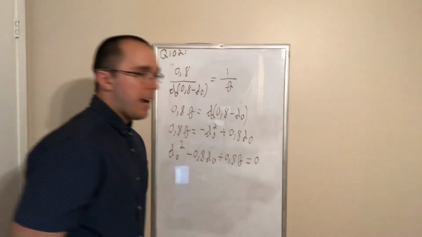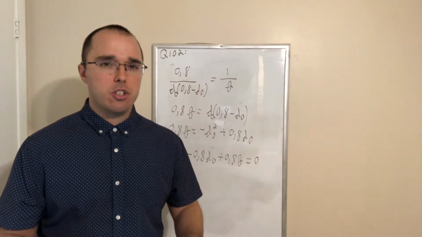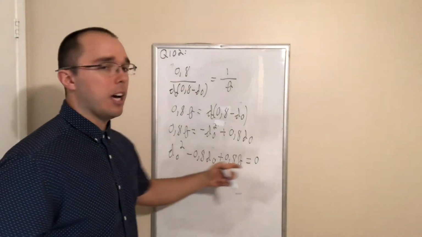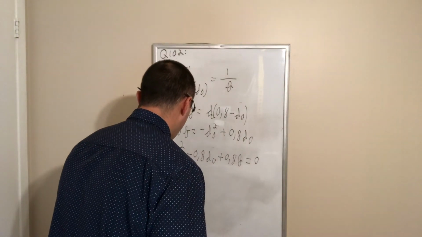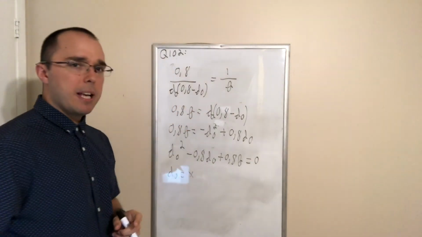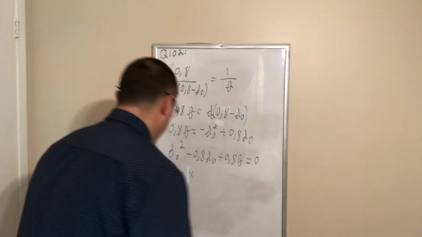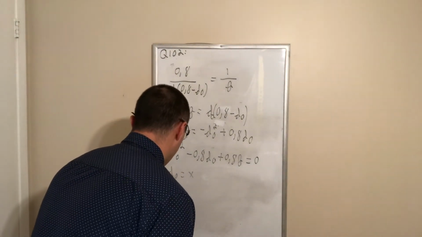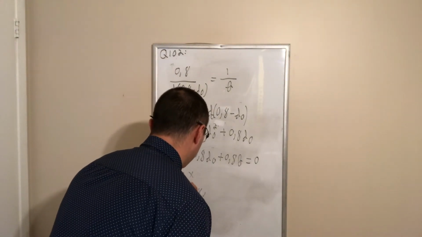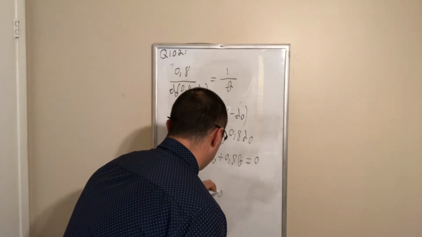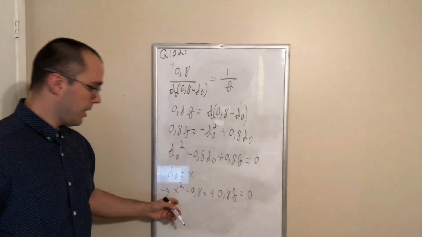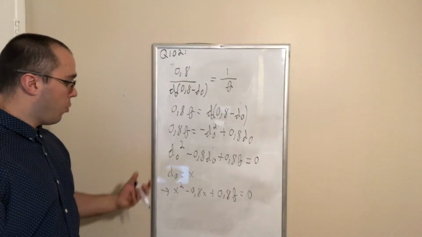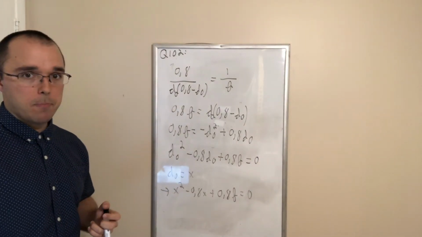Now let's make a small conversion just to highlight the type of formula we have here. Let's replace do by x. If we replace do by x, we get this formula instead. And this is a quadratic formula, all right?